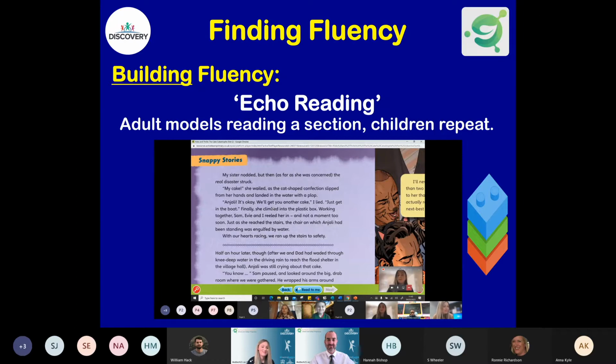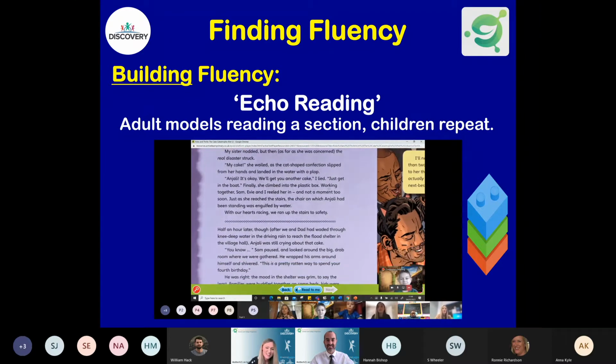Gabrish, can you have a go at reading that sentence again? Thinking about emphasis, thinking about putting emphasis on that word real and pausing where there's a comma. My sister nodded, but then, as far as she was concerned, the real disaster struck. That was much better. Well done. Thank you very much. Okay, shall we have a look at another?